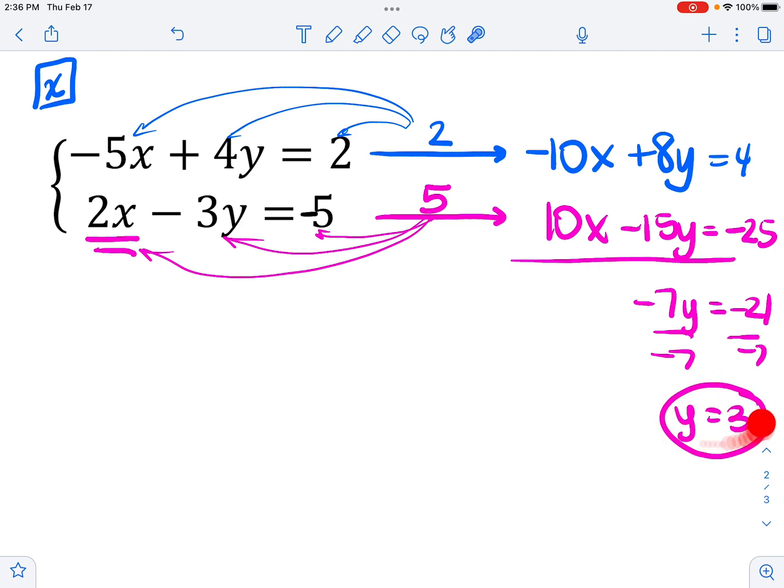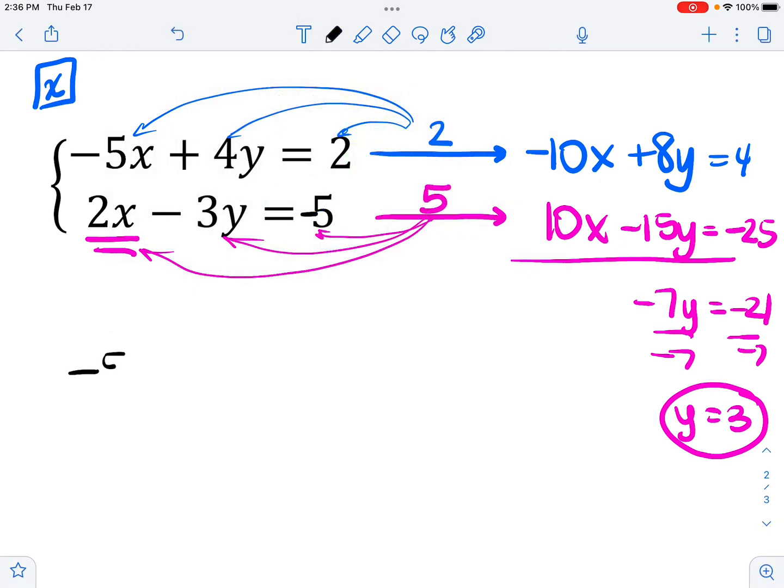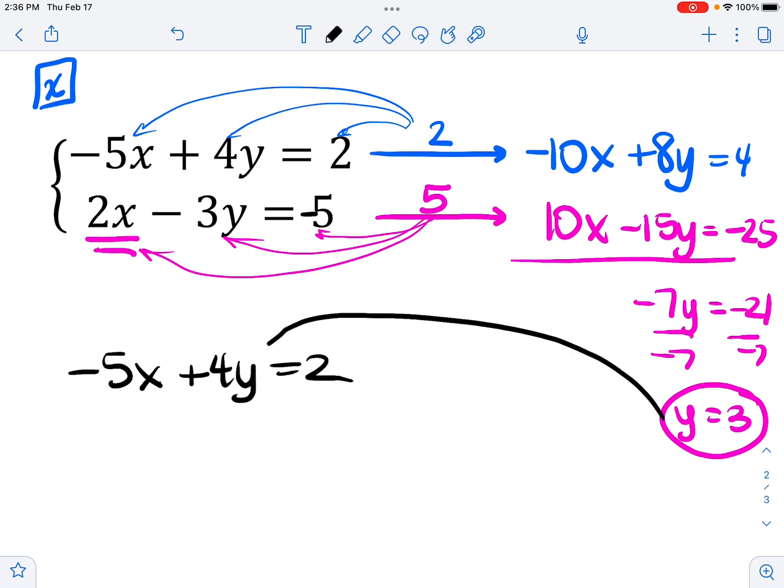Okay, so once I have that first letter, I'm going to choose one of the equations. I don't know, the top one looks nicer to me now. So I'm going to take the exact top equation. I spent all this time figuring out that y was 3, so now I'm going to use that. I'm going to just replace the y with 3. 4 times 3 is 12.